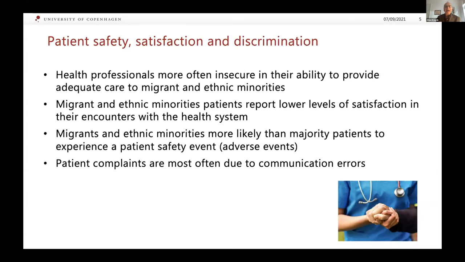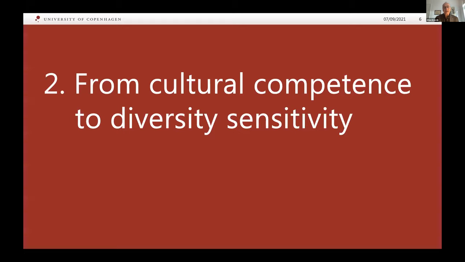And besides the human rights issues, we know that health professionals often feel more insecure in their ability to provide adequate care to migrant and ethnic minorities. We know that migrant and ethnic minority patients report lower levels of satisfaction in their encounters with the health system. We have clear evidence that migrants and ethnic minorities are more likely than majority patients to experience a patient safety event. And we also know that patient complaints are most often due to communication errors. So there are many good reasons to focus on this issue.